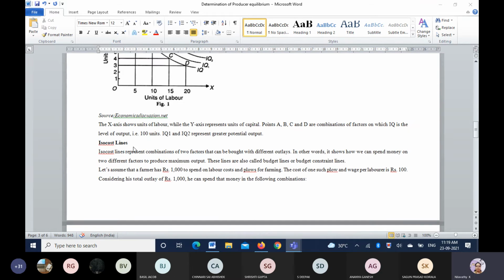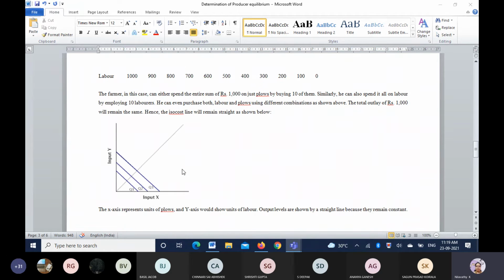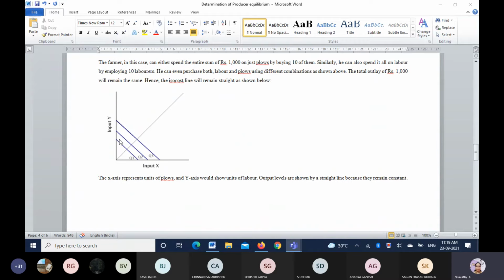Then comes the iso-cost line. The iso-cost line is the same as the price line there. Okay, so here you can see input Y and input X. Again, instead of Y and X, you can have it as capital and labor itself. Okay, no need to make any changes.